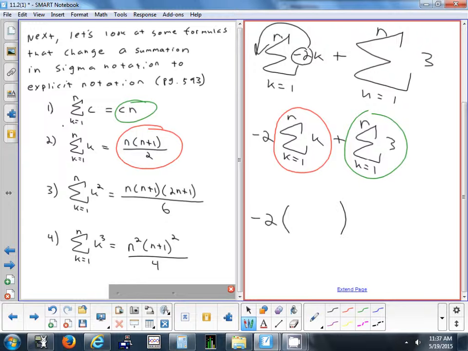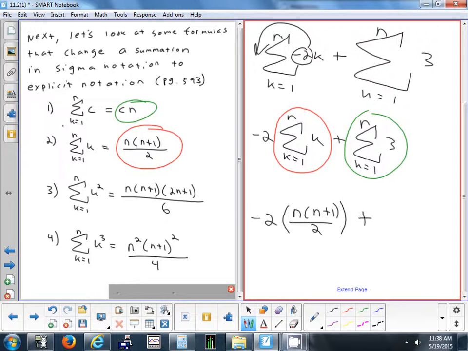What's the sum from k equals 1 to n of k? What's the formula for that? N times n plus 1 over 2. Yep. So these are things you either have to just memorize or create a reference sheet.